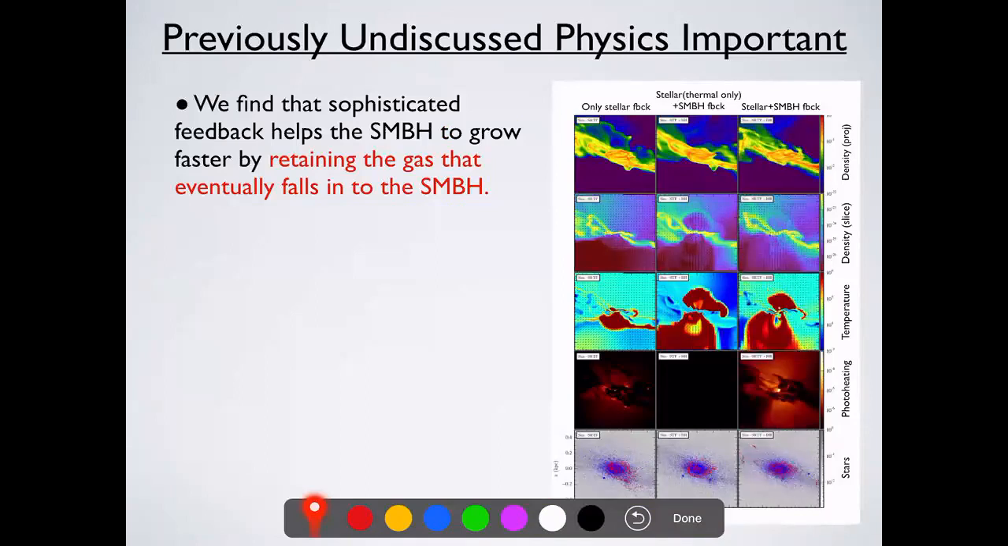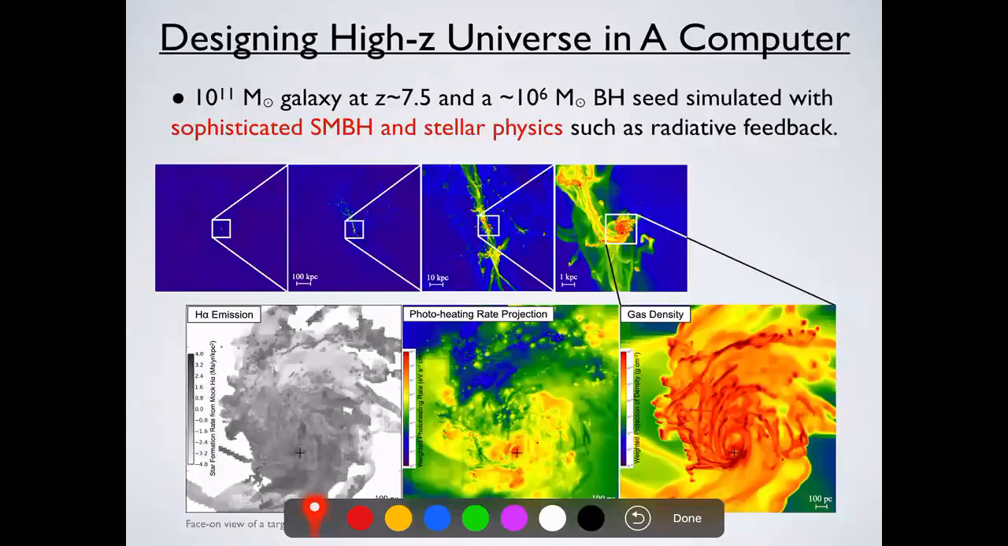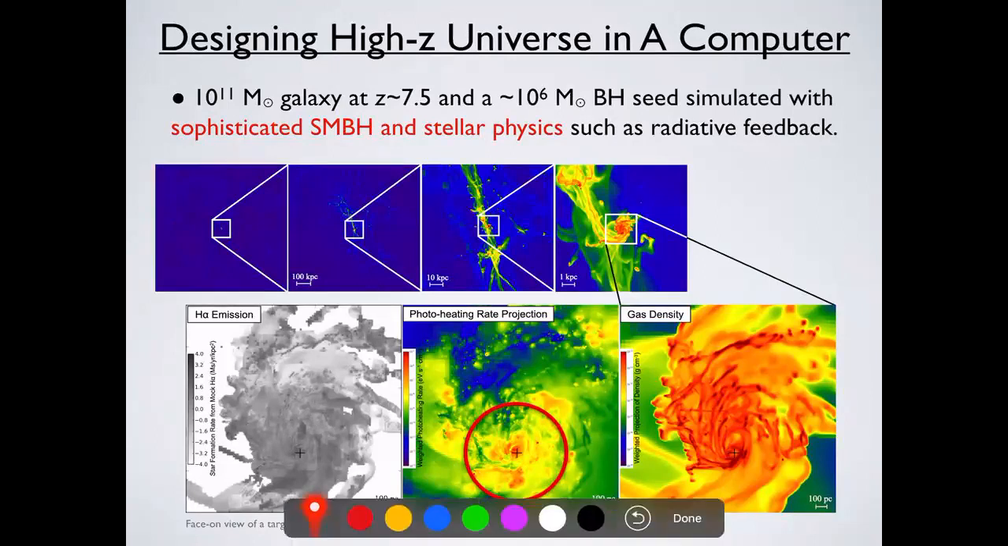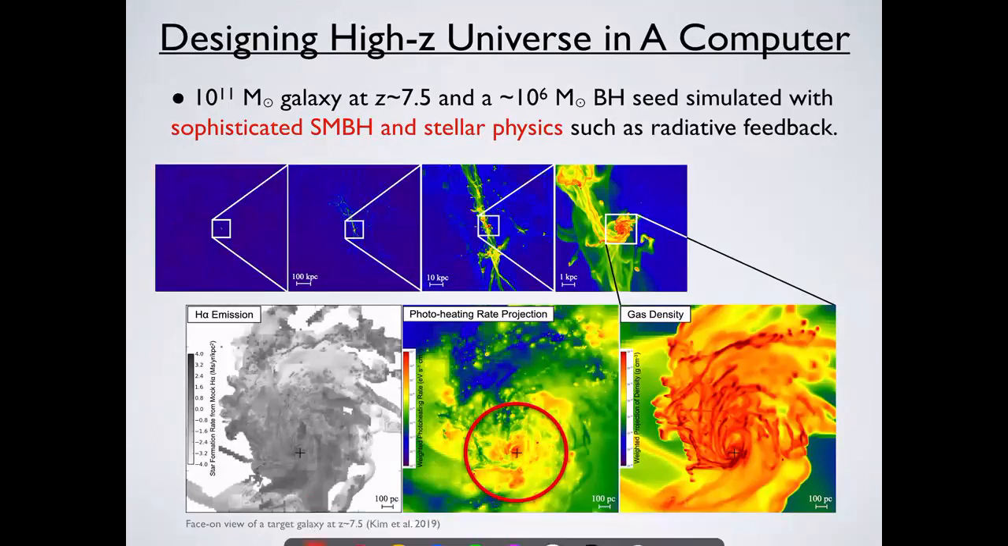And we run the simulation with or without some of the key physics, such as the stellar radiation. And this is what we found. For example, here, this is the run that we did with the stellar radiation and the supermassive black hole radiation.